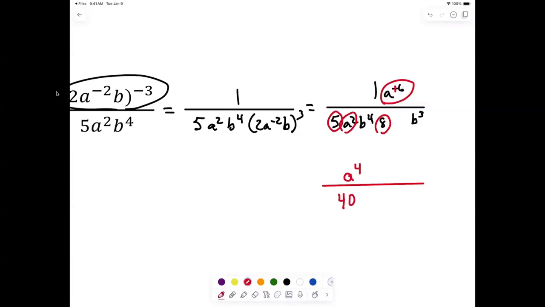Right, 6 on top, 2 on the bottom. How many B's are on the bottom? 7. That's right, you're good. B to the 7th. How's that, Mr. Williams? Good for you now.